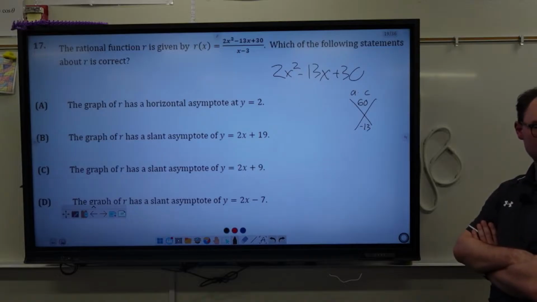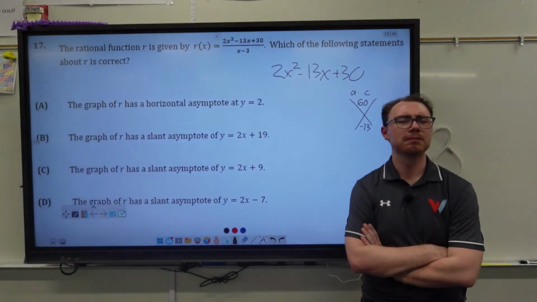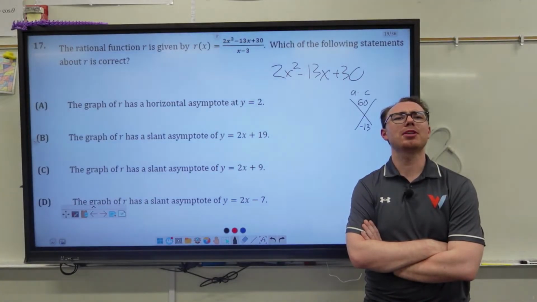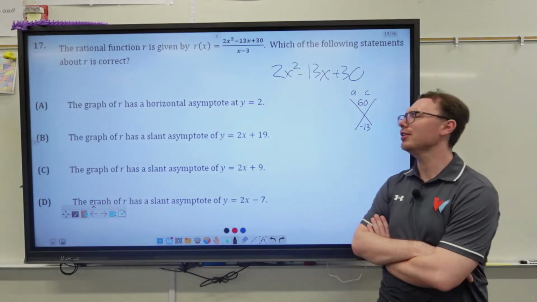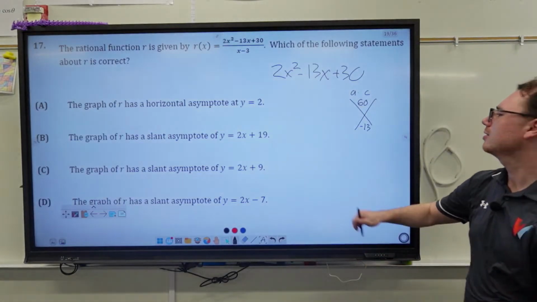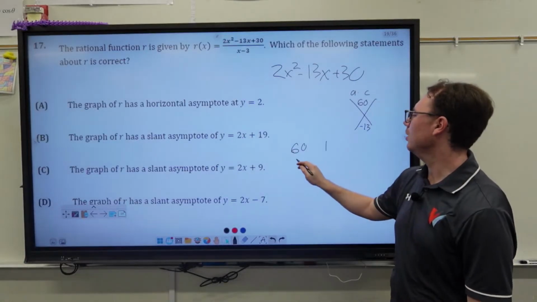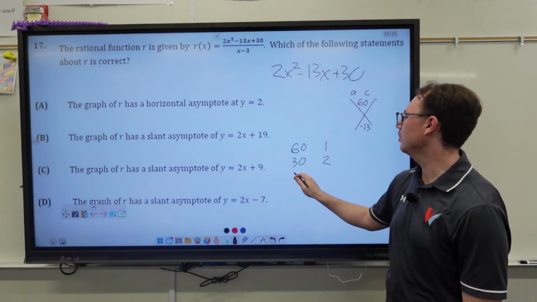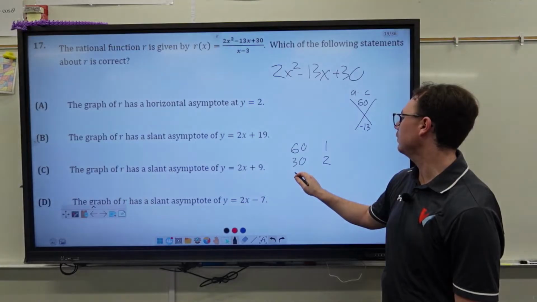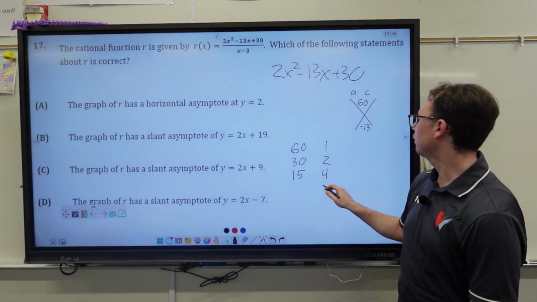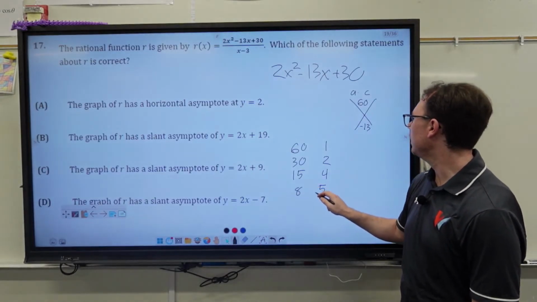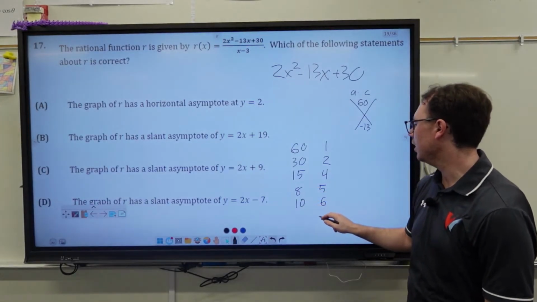Negative 13 times 1. I'm sorry, this is stumping me right now. I'm trying to figure out what that factored version is. I don't think that's a real factor. 60 times 1, 30 times 2. I think the next one is 15 times 4 here. 5 times 8. 6 times 10.